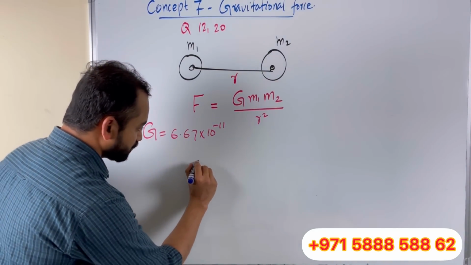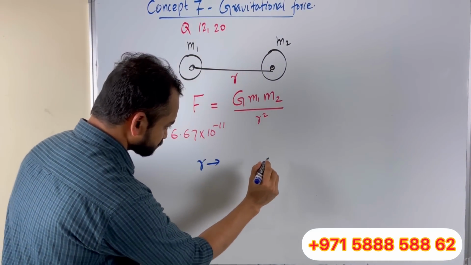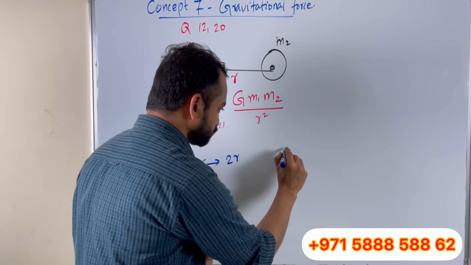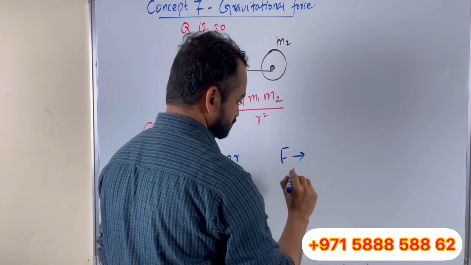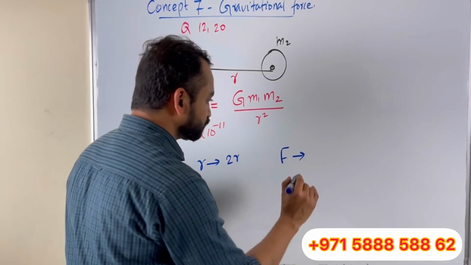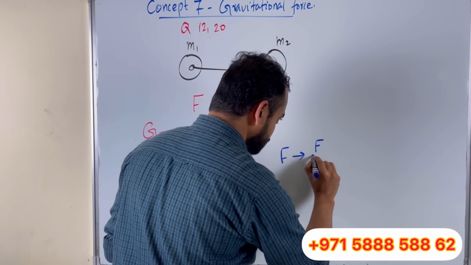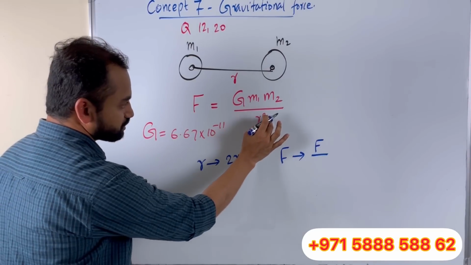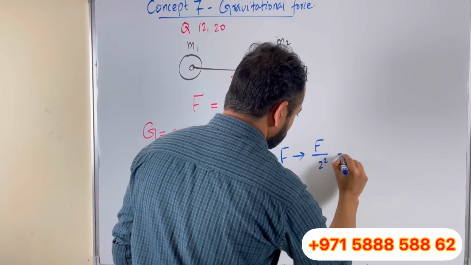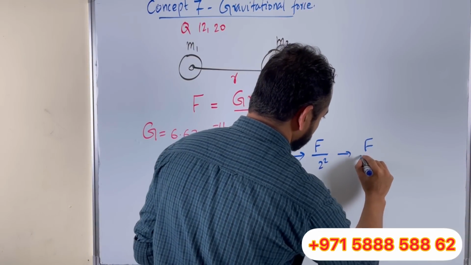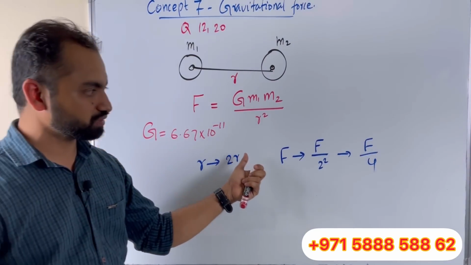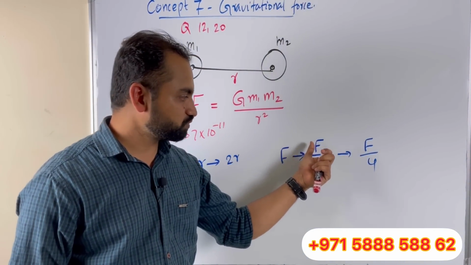Now r is increased to 2r. What will be the change in the force? The force will decrease, that is sure. It will change by F divided by, you can see here r is squared, so 2 squared. What is F by 2 squared? 2 squared is 4, so F by 4. When r changes to 2r, F changes to F by 2 squared.